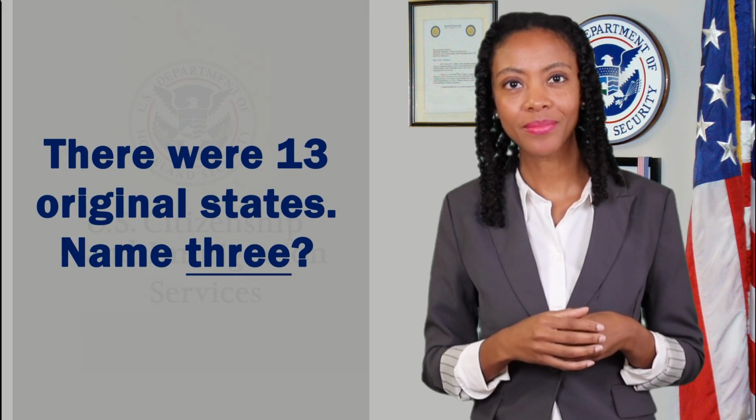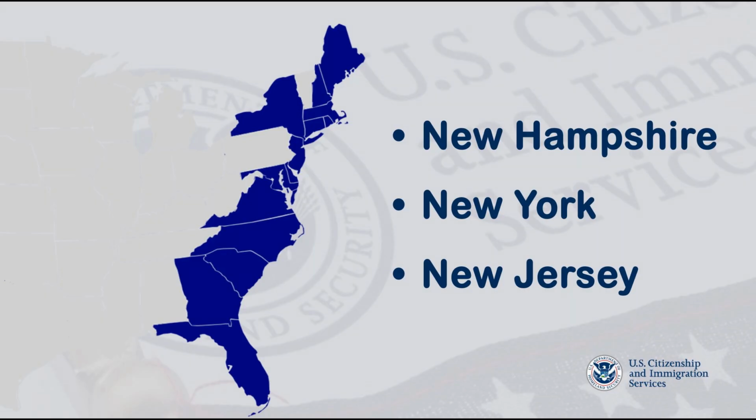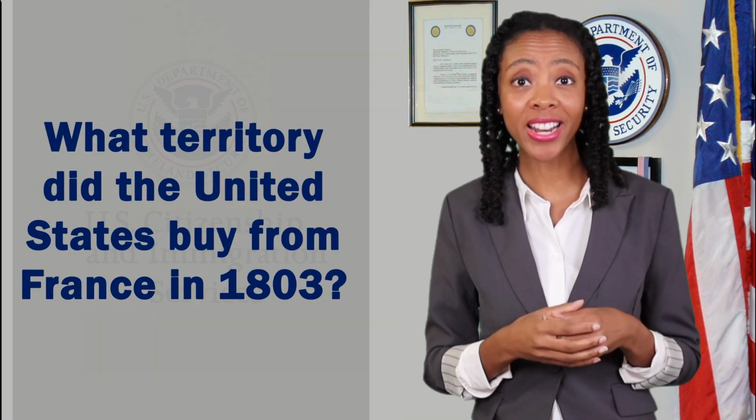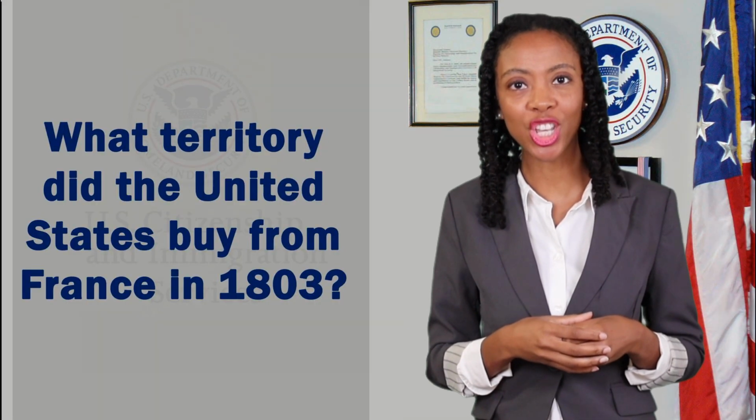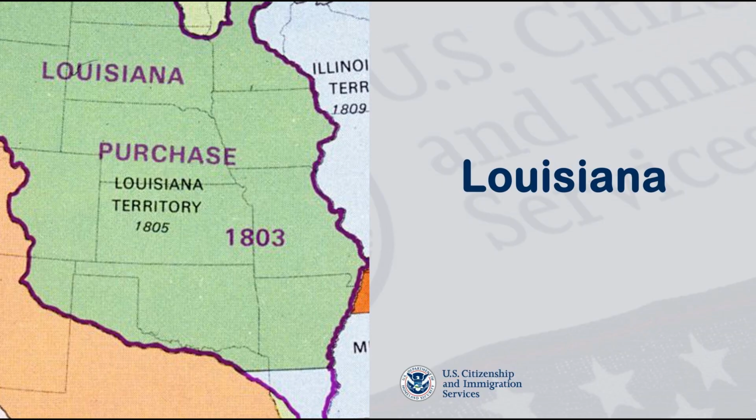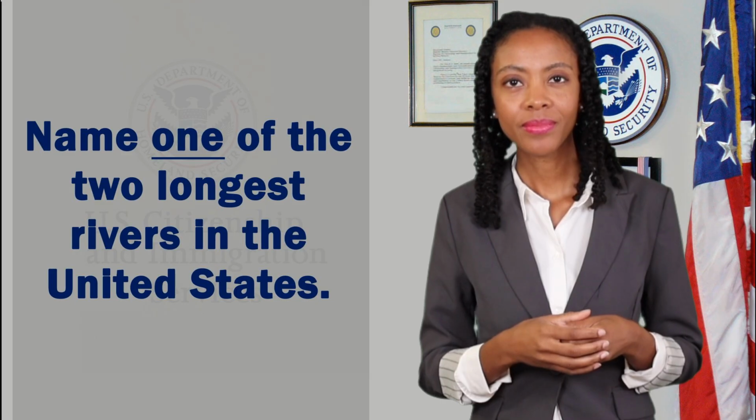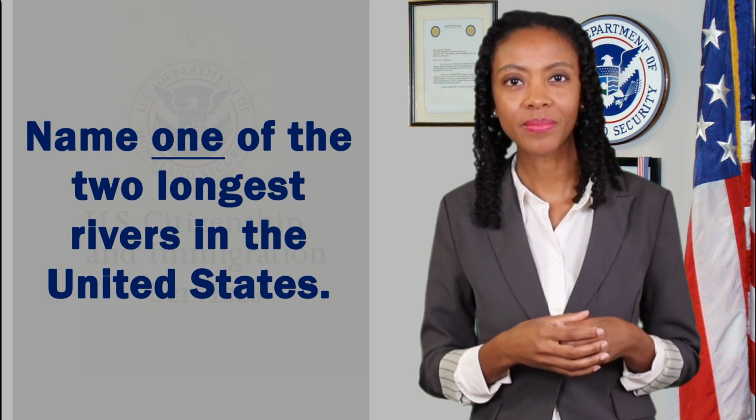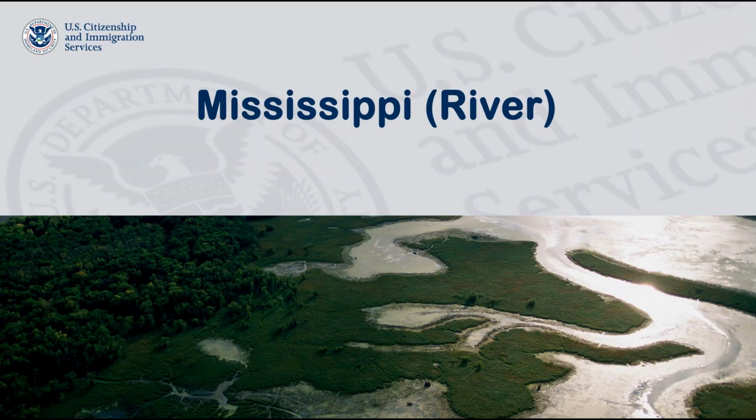There were 13 original states. Name 3. New Hampshire, New York, New Jersey. What territory did the United States buy from France in 1803? Louisiana. Name one of the 2 longest rivers in the United States. Mississippi.